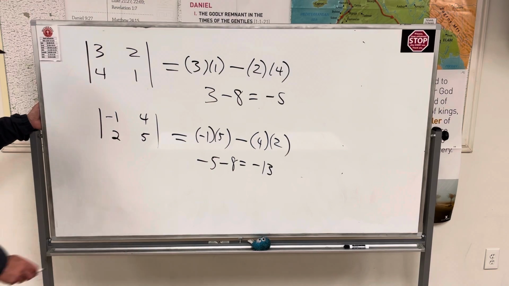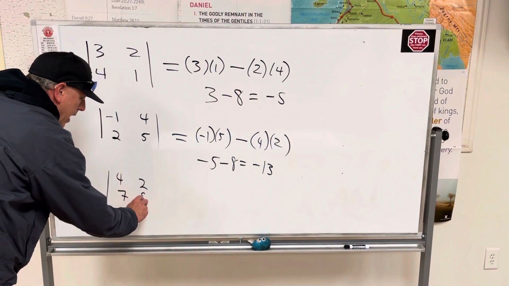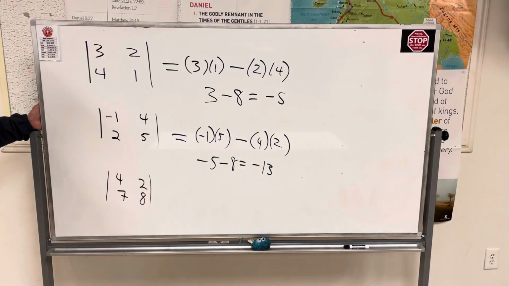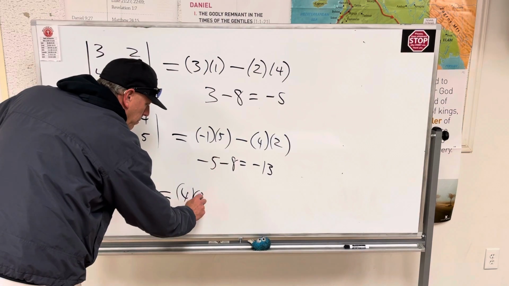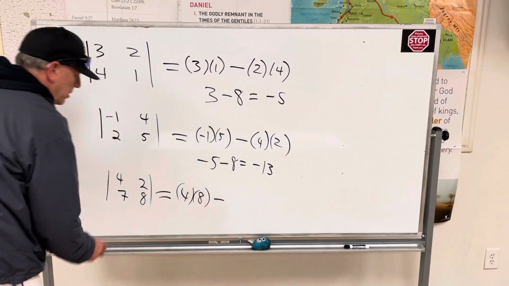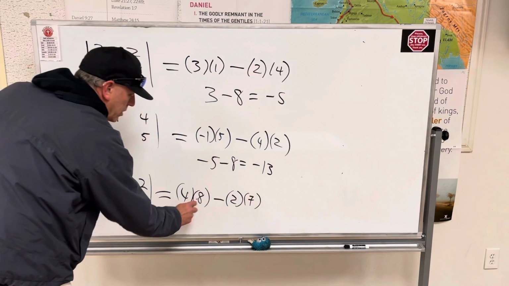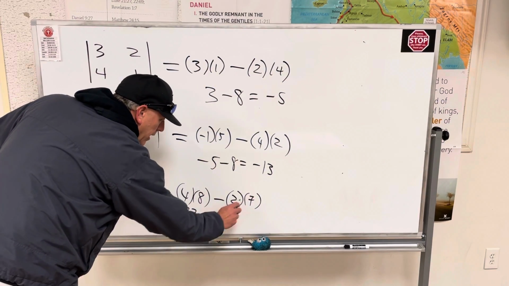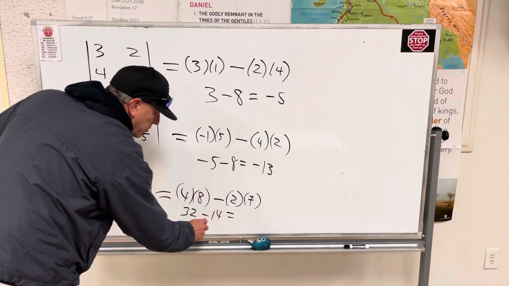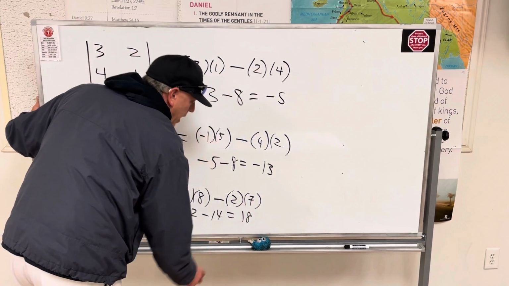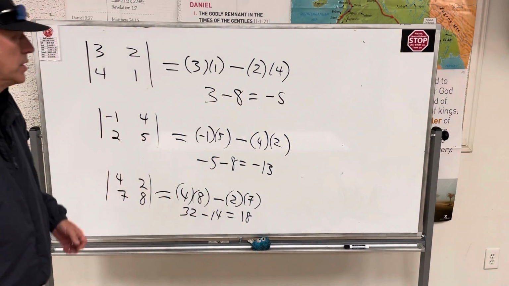All right, one more. 4, 7, 2, 8. So the determinant is 4 times 8 minus 2 times 7. 4 times 8 is 32 minus 14. And this is, what is that, 22 minus what? So 18. So the answer to this one is 18. So there are 3 examples of determinants.